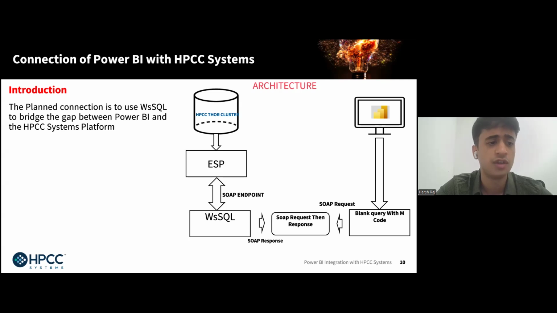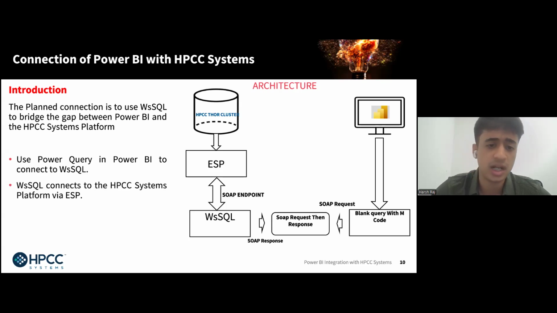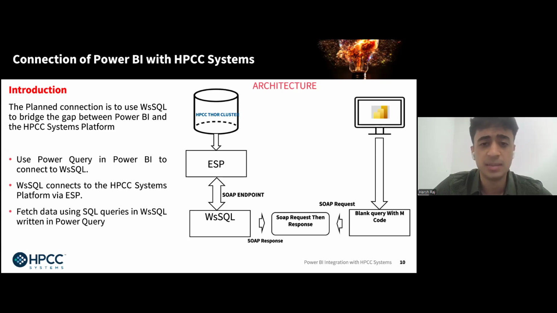So now we are proposing a new architecture, or flow of data, through which we can make this process more efficient. For this, we are planning to use WS to bridge the gap between our Power BI and our HPCC system. Basically, we'll be using Power Query in Power BI to connect to the WS by sending a SOAP request, which in turn will connect with our HPCC system via the ESP platform and fetch the data using a simple SQL query, which will be given as an input in our WS. Since it's an end-to-end SOAP request, we can directly give that SQL request in our Power Query itself, and it will connect us to the HPCC server to extract the data.